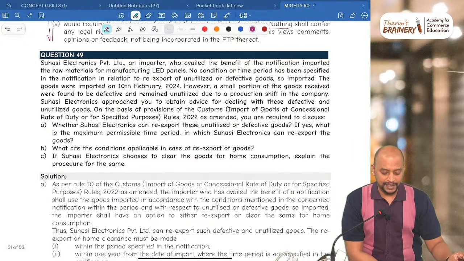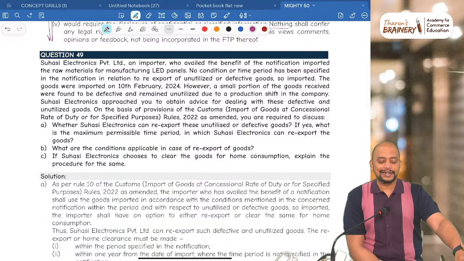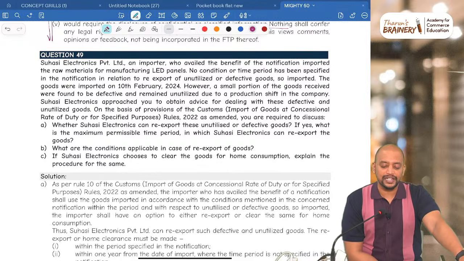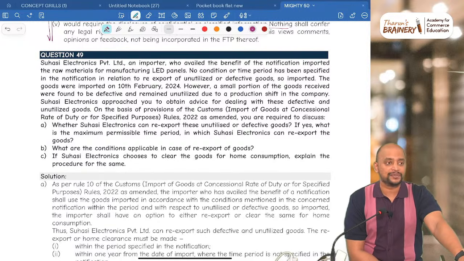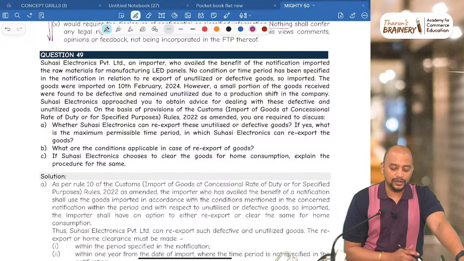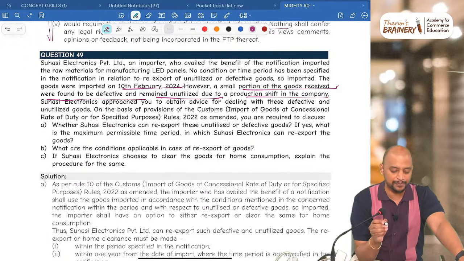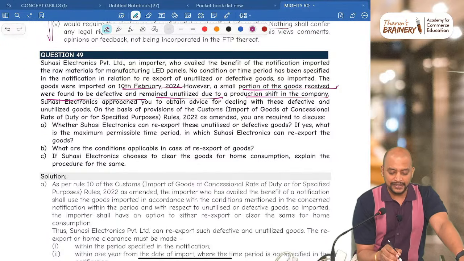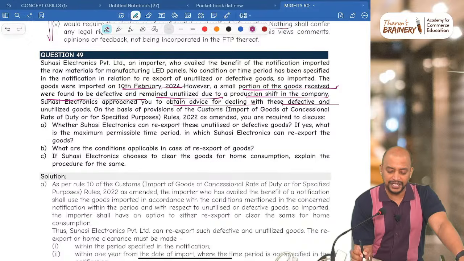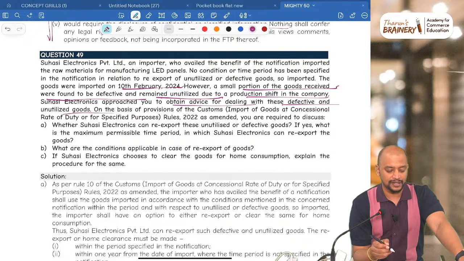Question number 49. Suhasi Electronics Private Limited, an importer who availed the benefit of the notification, imported the raw materials for manufacturing LED panels. No condition or time period has been specified in the notification in relation to re-export of unutilized or defective goods so imported. The goods were imported on 10 February. However, a small portion of the goods received were found to be defective and remain unutilized due to production shift in the company. Suhasi Electronics approaches you to obtain advice related to the defective and unutilized goods.